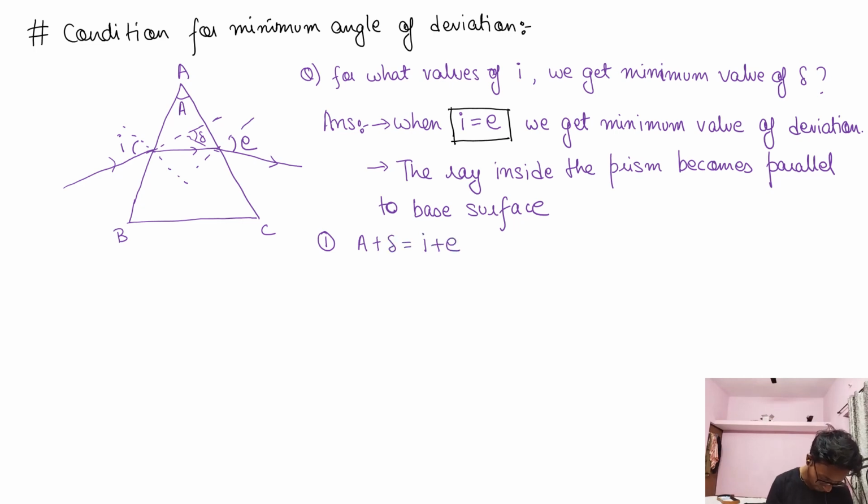So for minimum value of D, for minimum deviation, I is equal to E. So in this formula, can we write A plus D is equal to 2I? And what is D minimum? D minimum, or angle of deviation minimum, is equal to 2I minus A. We send this A to the right hand side, so D minimum is equal to 2I minus A.